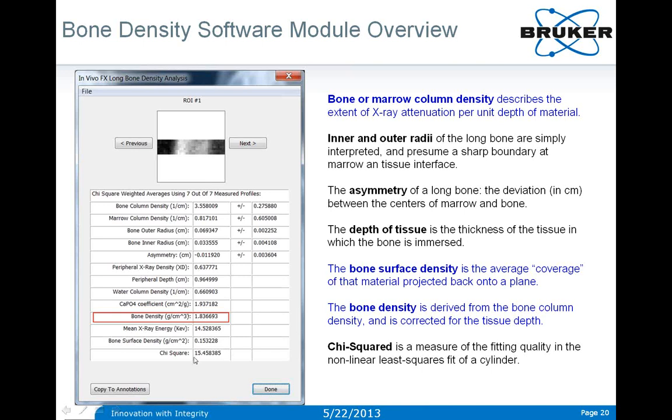Another value that we want to look at here is the chi-square value. The chi-square value is an indicator of how well our ROI fits the cylindrical model. So typically values from between 5 to 80 are acceptable. If they get much higher, it might mean that you need to change the positioning of your ROI or draw your ROI within a region of bone that represents a cylinder.